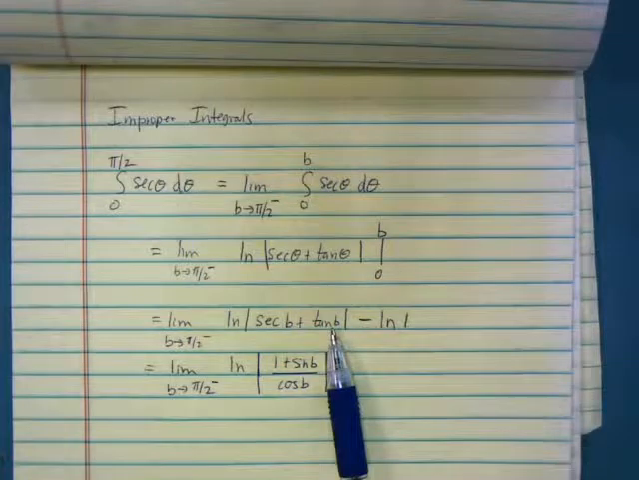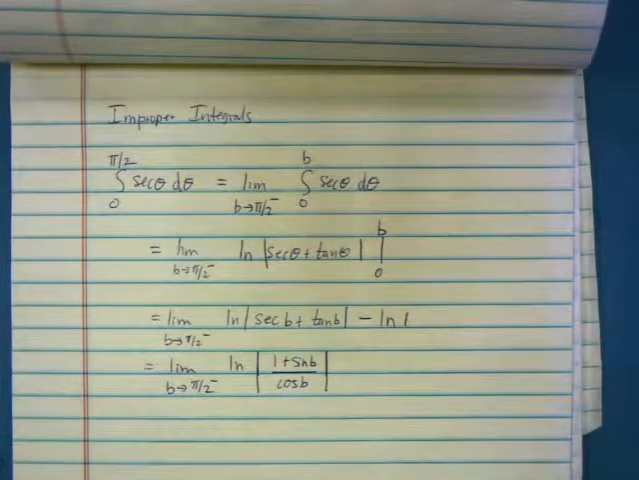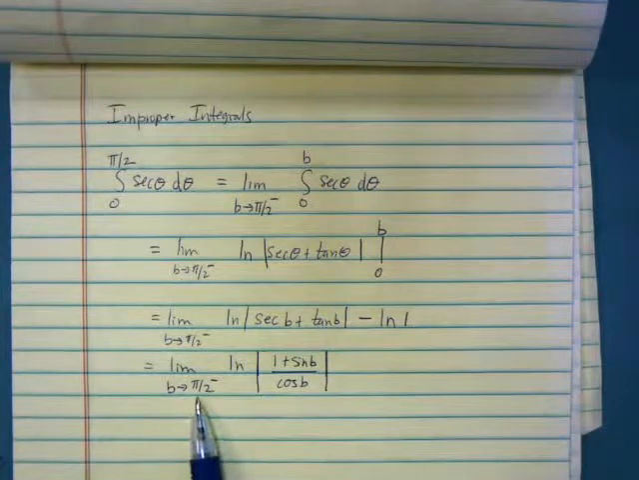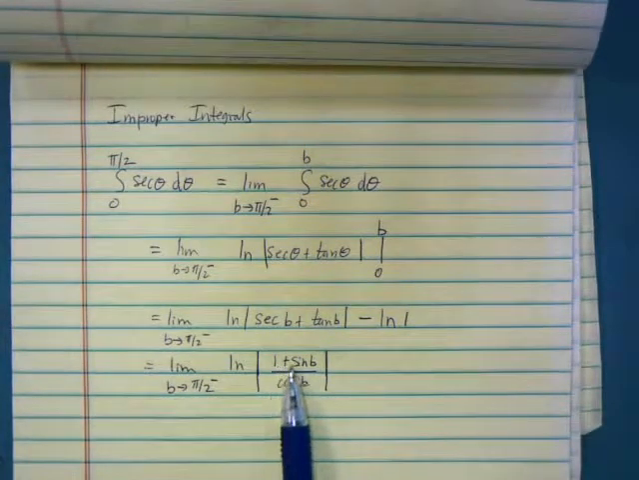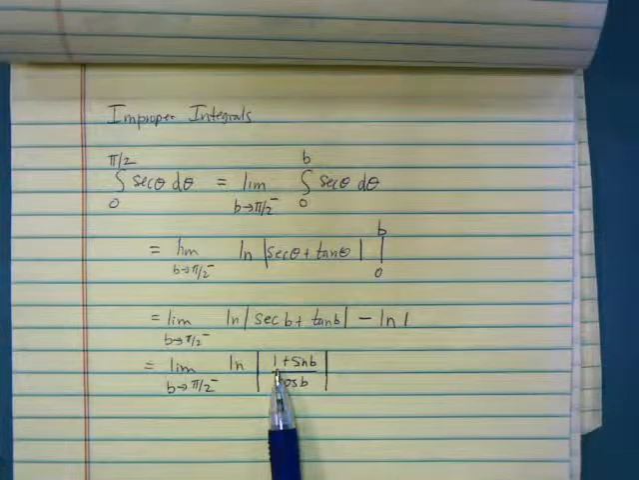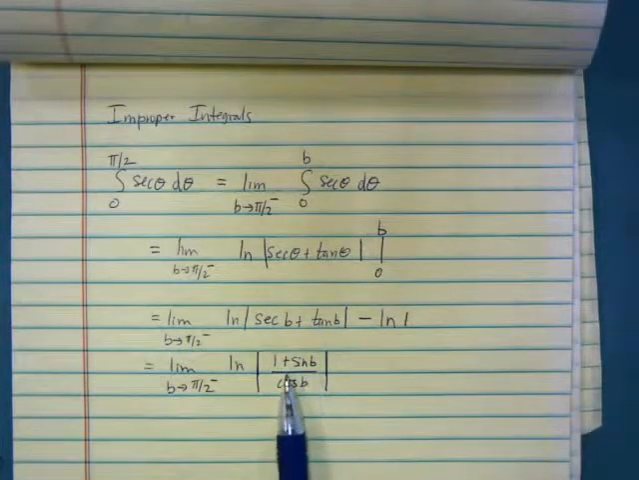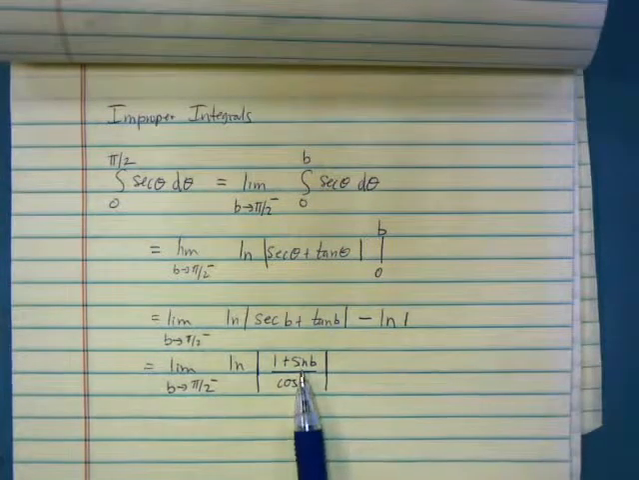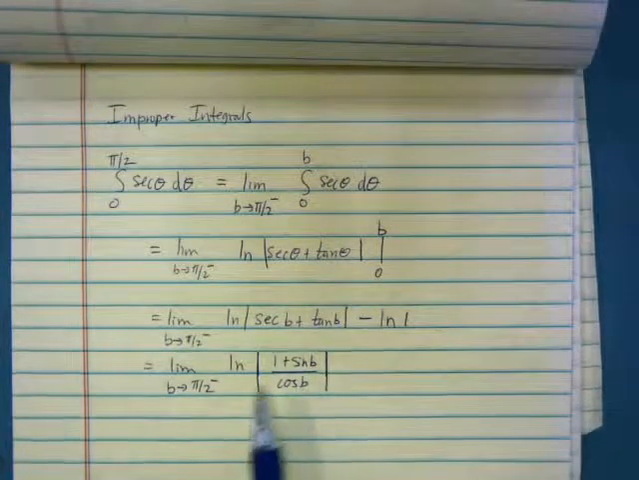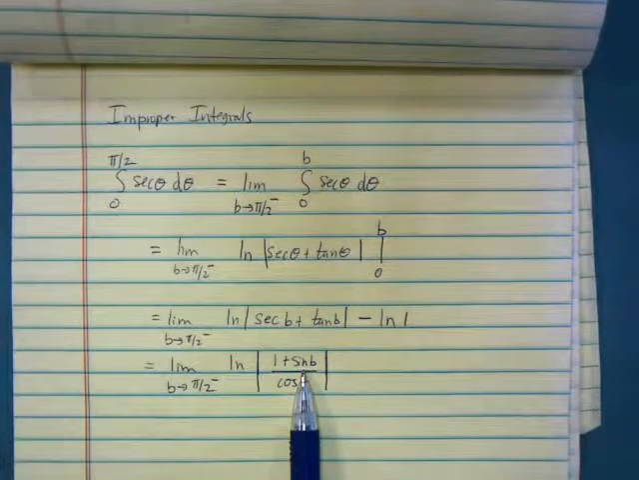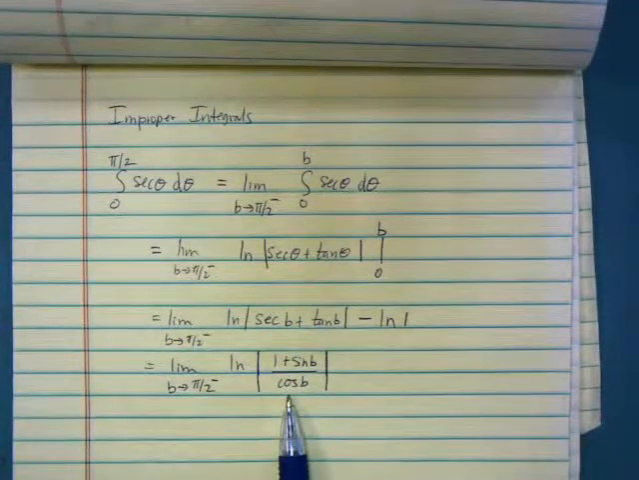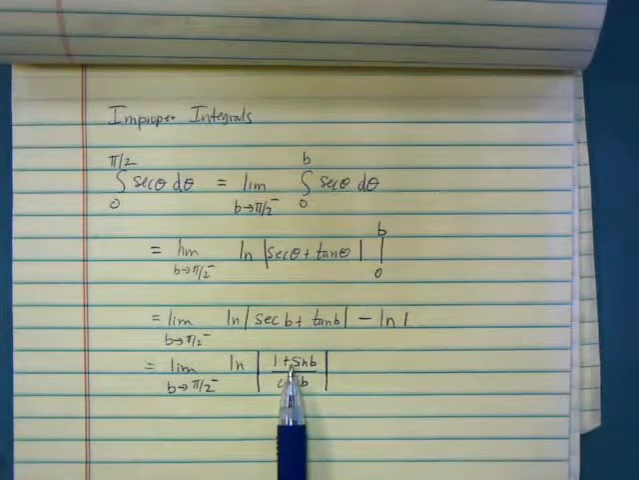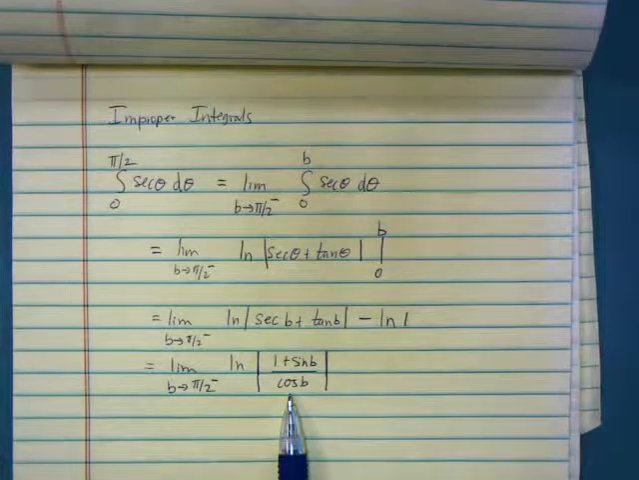Now what? Now, when b gets close to pi over 2, no, I got a problem here. What happens when b gets close to pi over 2? Sine of pi over 2 gets close to 1. So this is getting close to 1 plus 1, which is 2. And this one's getting close to 0. Something getting close to 2 divided by something getting close to 0 is? You were right the first time, infinity.